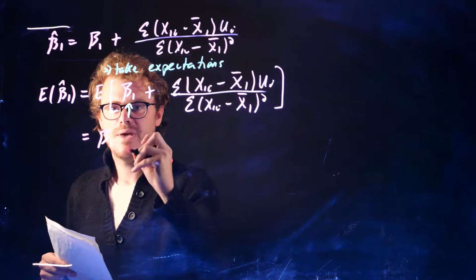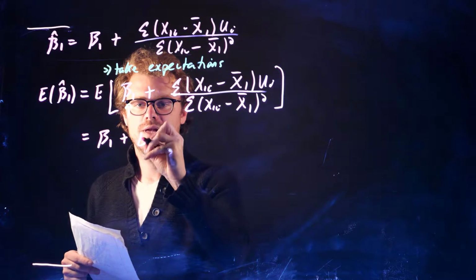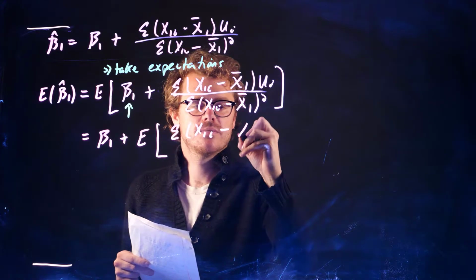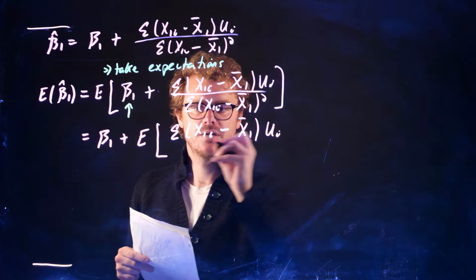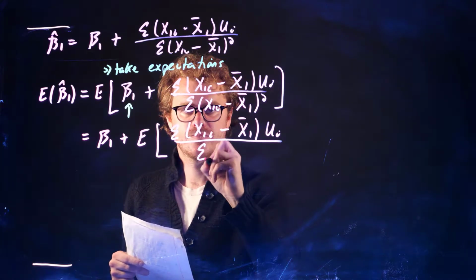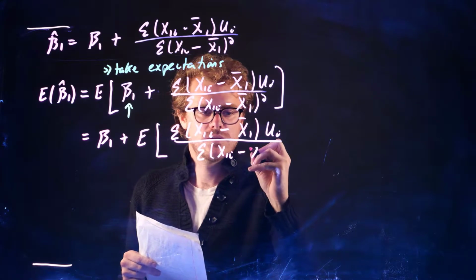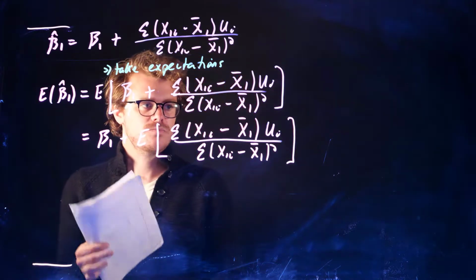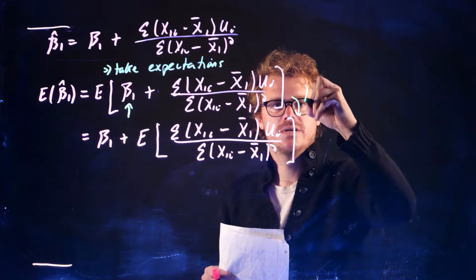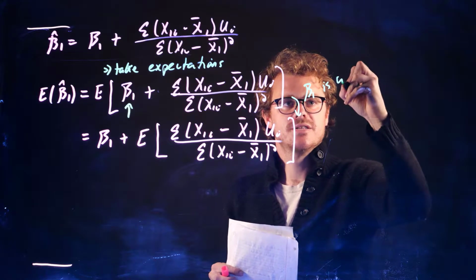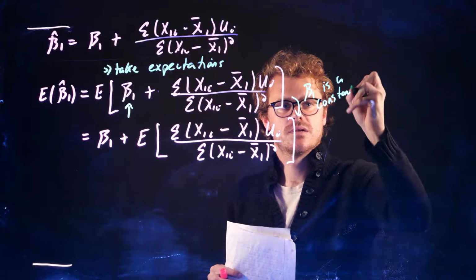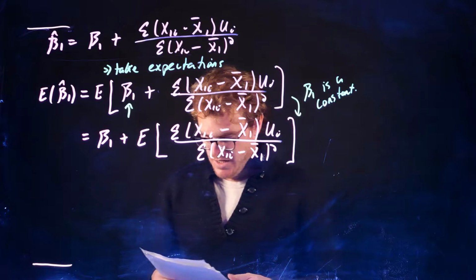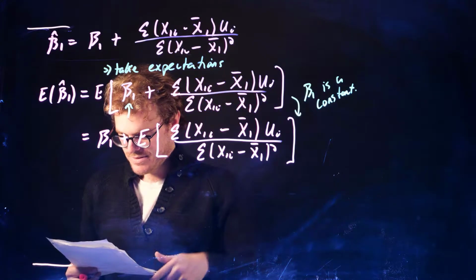So this equals beta 1 plus the expectation of the sum of (x1i minus x1 bar) ui, and so maybe I should make a note. Beta 1 is a constant. It's a number. We don't know what it is, but it's a number. Okay, so we have this expression.